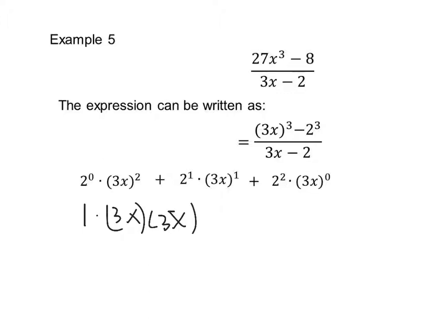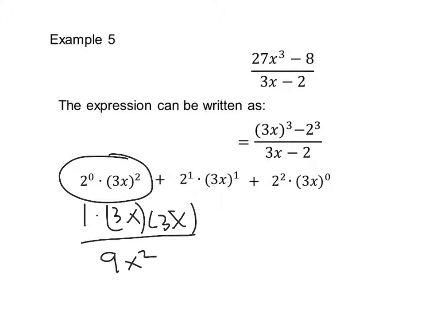That is the first term. This is the first term right here. So 3 times 3 is 9, and x times x is x squared. And this is 2 to the power of 0, which is 1. 1 times 9x squared, so the very first term will be 9x squared.